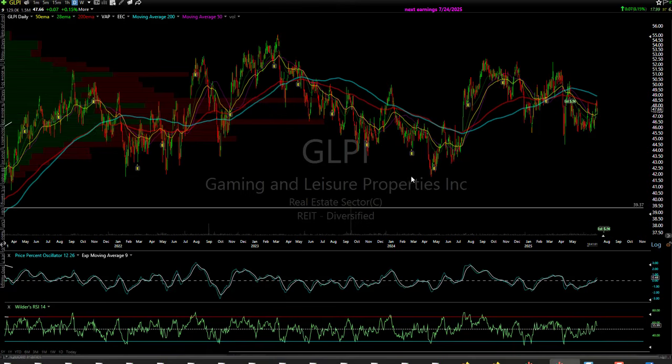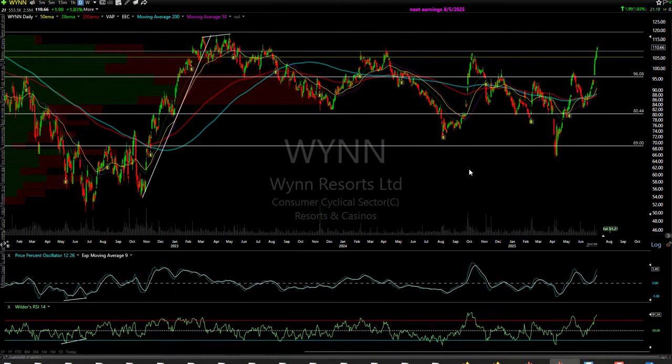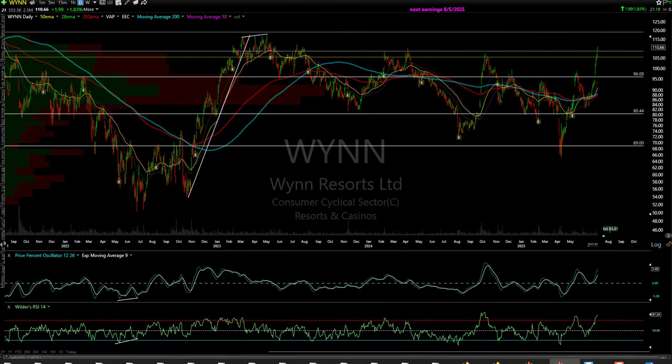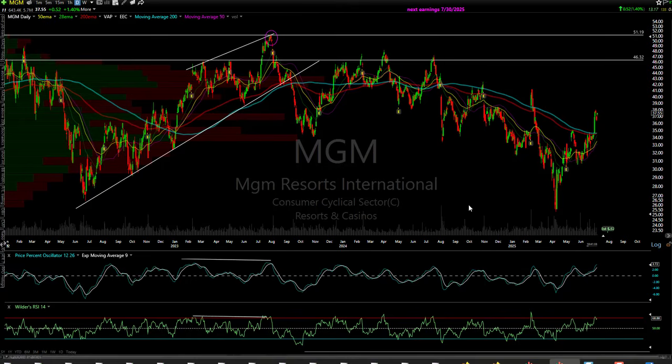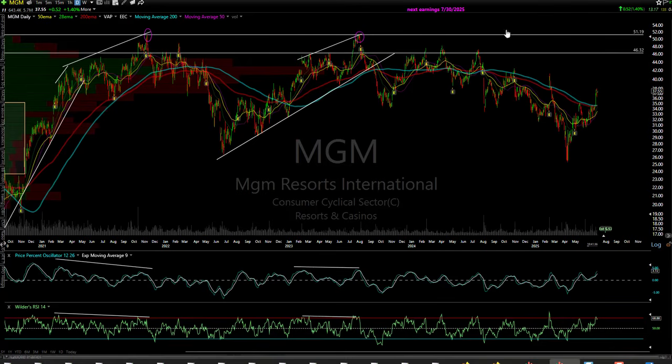GLPI, Gaming and Leisure Properties. I don't have any opinion on that chart. WYNN, Wynn Resorts, nice resistance. Look at everywhere this stock for years has been getting smacked down around this level. Very overbought. We could take it out, but this stock has burned up a lot of fuel just to get up here. So if it does happen, I think the upside is going to be limited. And I think more than likely, if the market can give us those sell signals soon, these guys are going to correct pretty hard. MGM, clearly a stock in a downtrend right now, as you can see, since back here.